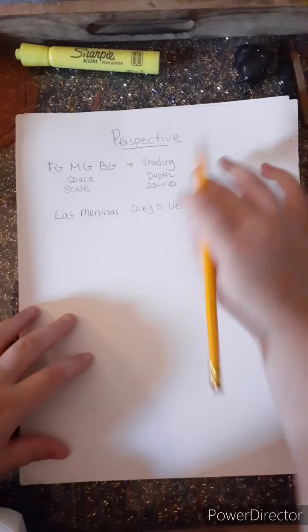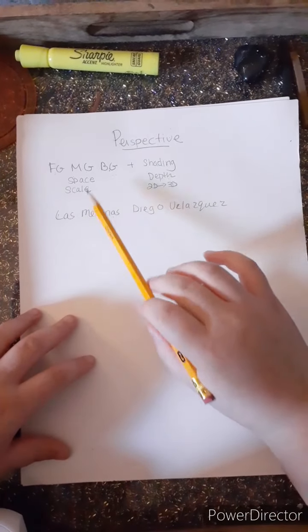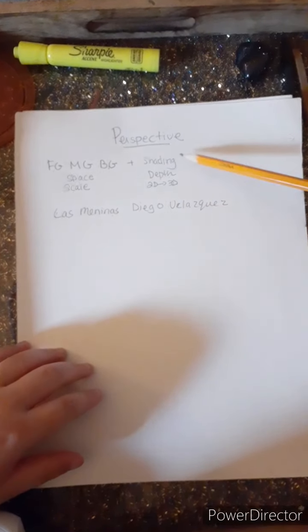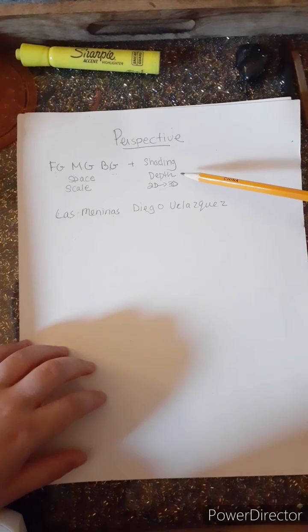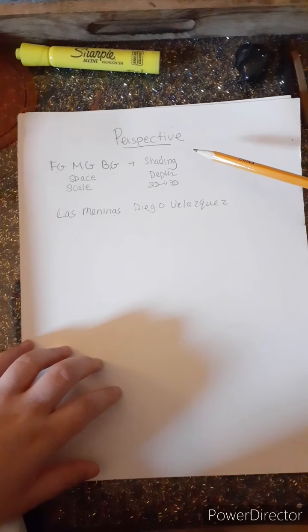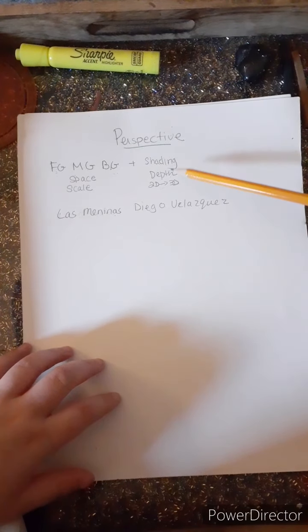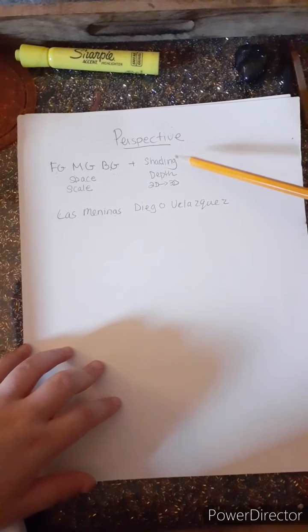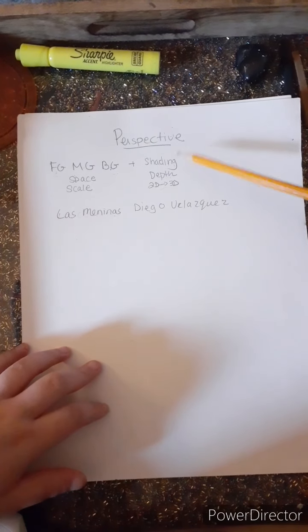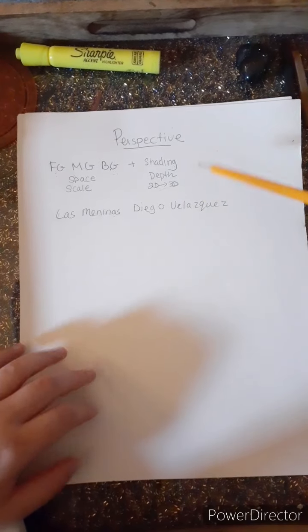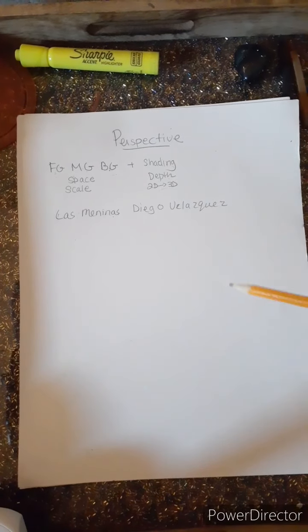Go check that video out, and then you'll understand the actual definition of perspective. And also shading: it says in the definition that perspective can create an illusion of space and depth. So in order to create depth, you need to understand how to shade, and I would highly recommend checking out one of my videos that talks about shading.